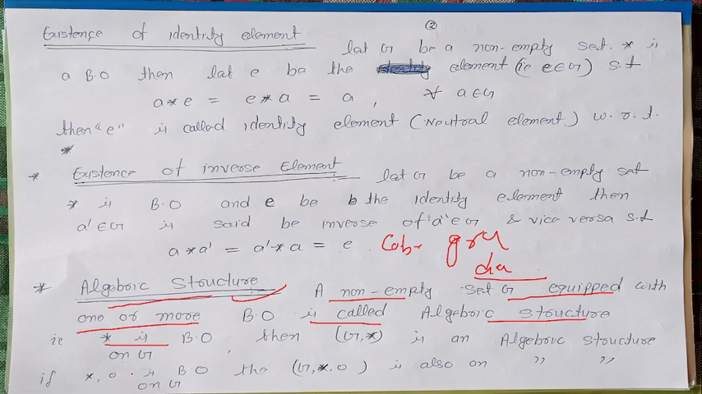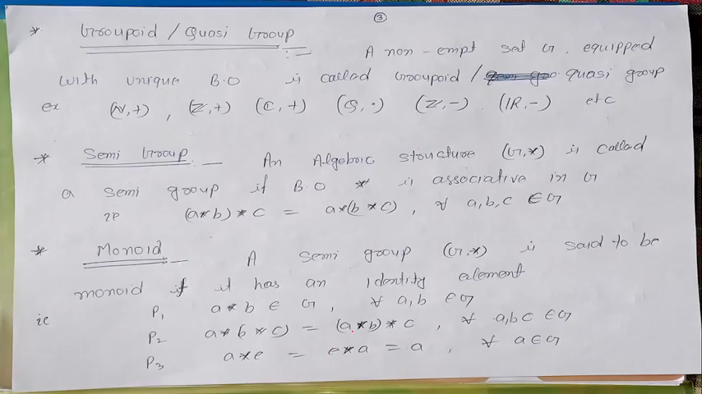You may take two binary operations or three binary operations; here, star and zero, a smallest zero, is taken as an algebraic structure. So let's proceed step by step.